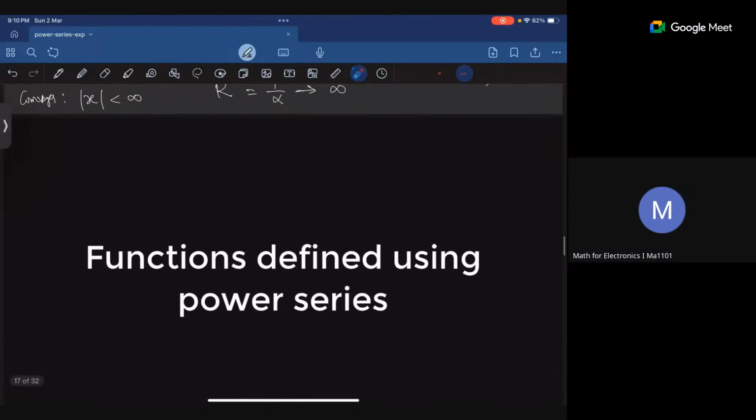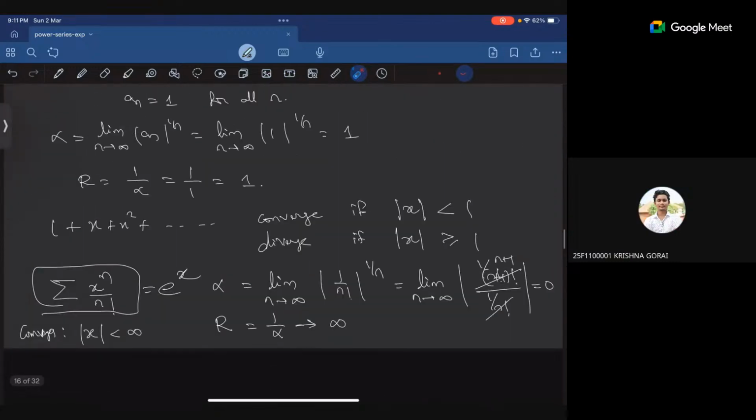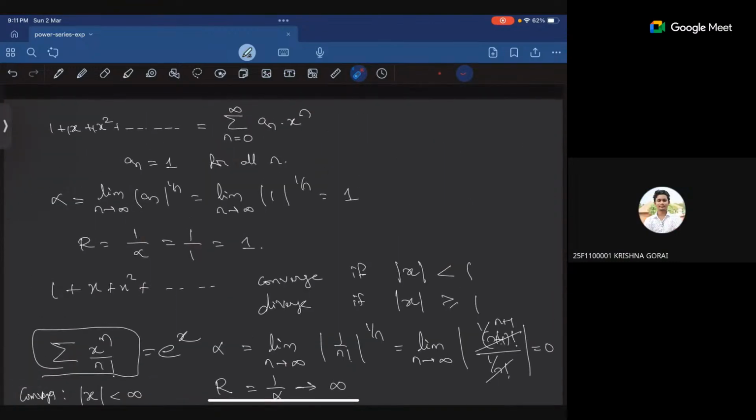Yes, any doubts? Sir, if any expression is convergent for any value of x, like e to the power x, does it mean that the expression is representing a function? Function, yes. And if that expression is convergent only in some interval, then it is another function which is defined only on that particular interval. Am I right? Correct, exactly true.